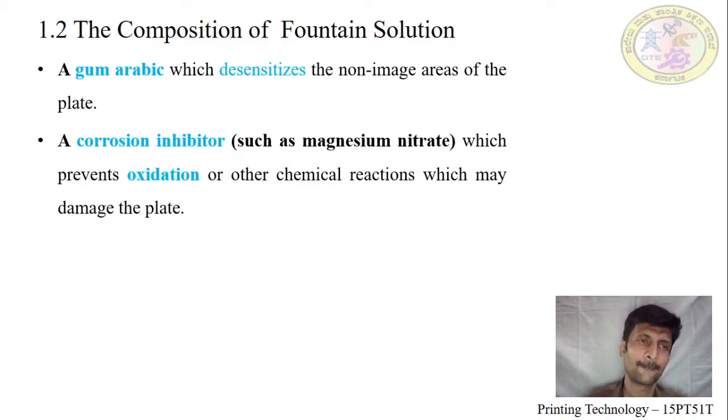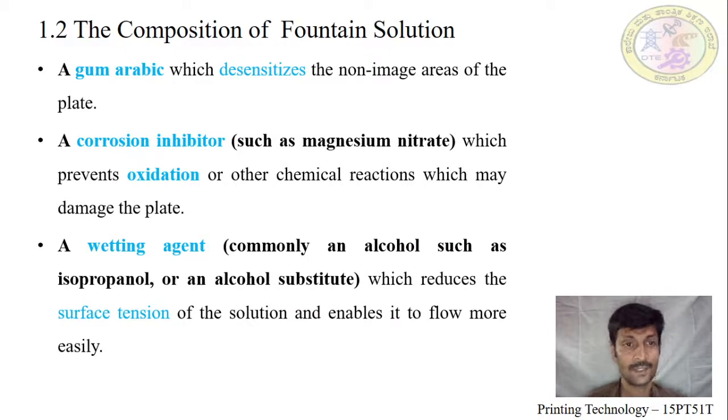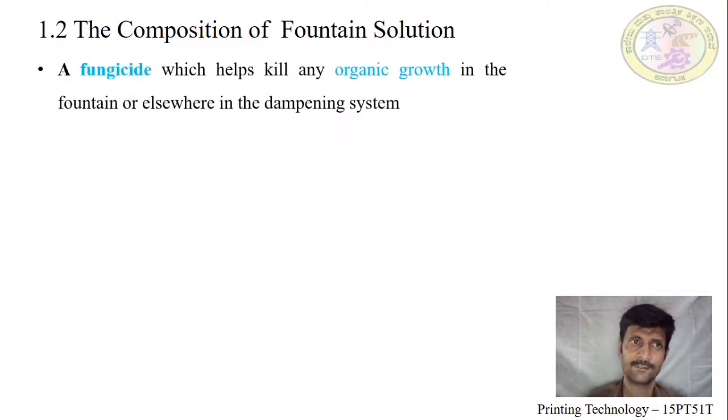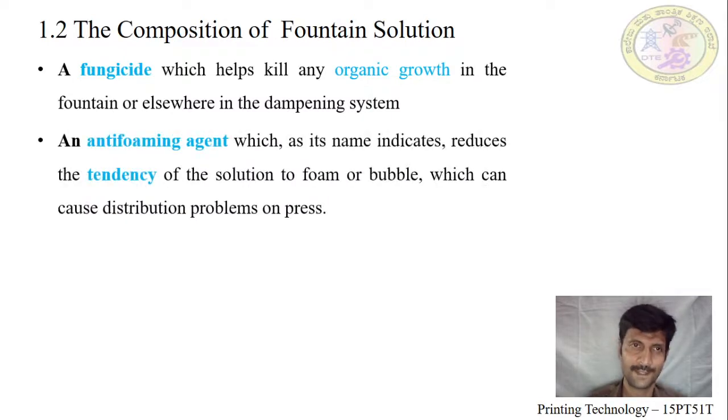Next, what are wetting agents? They are made up of alcohol, for example isopropanol. They reduce the surface tension of the solution so that the ink or fountain solution flows easily. Then finally, fungicides, which help kill organic growth in the fountain solution elsewhere in the dampening system.